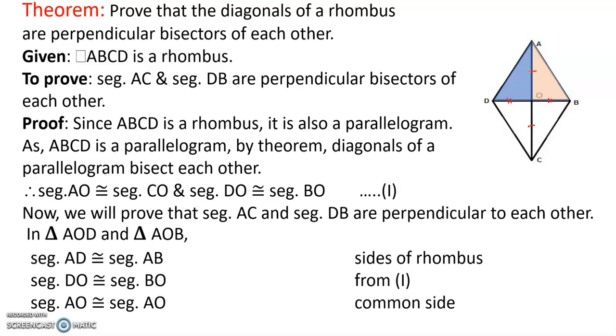Consider the triangle AOD and triangle AOB. Segment AD is congruent to segment AB, as these are the sides of the rhombus. Segment DO is congruent to segment OB, from equation number 1, which we have already shown. And segment AO is congruent to segment AO, which is a common side. Therefore, triangle AOD is congruent to triangle AOB by the SSS test. Now we have shown the two triangles are congruent. As the two triangles are congruent, we will go for the next part.